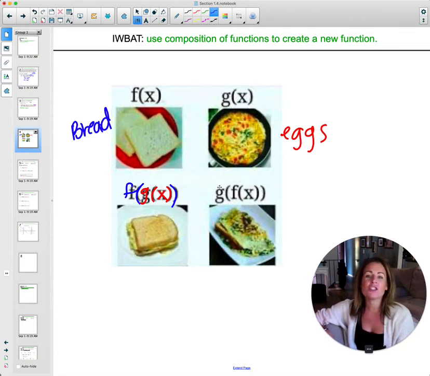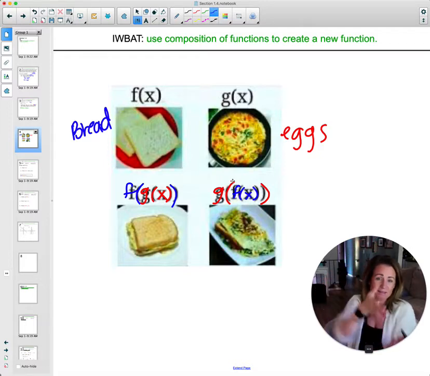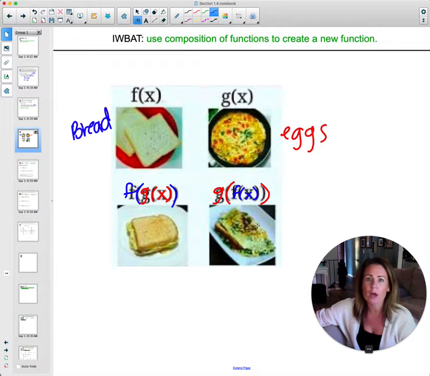If you're doing g of f of x, so the g is on the outside and the f function is on the inside, remember the f is the bread. Now you have bread in between eggs. So now you have eggs on the outside and bread on the inside. You can kind of see that, like bread inside of an omelet or something, right? So we've got one thing on the inside going into the outer function. So let's take a look at how we do this.